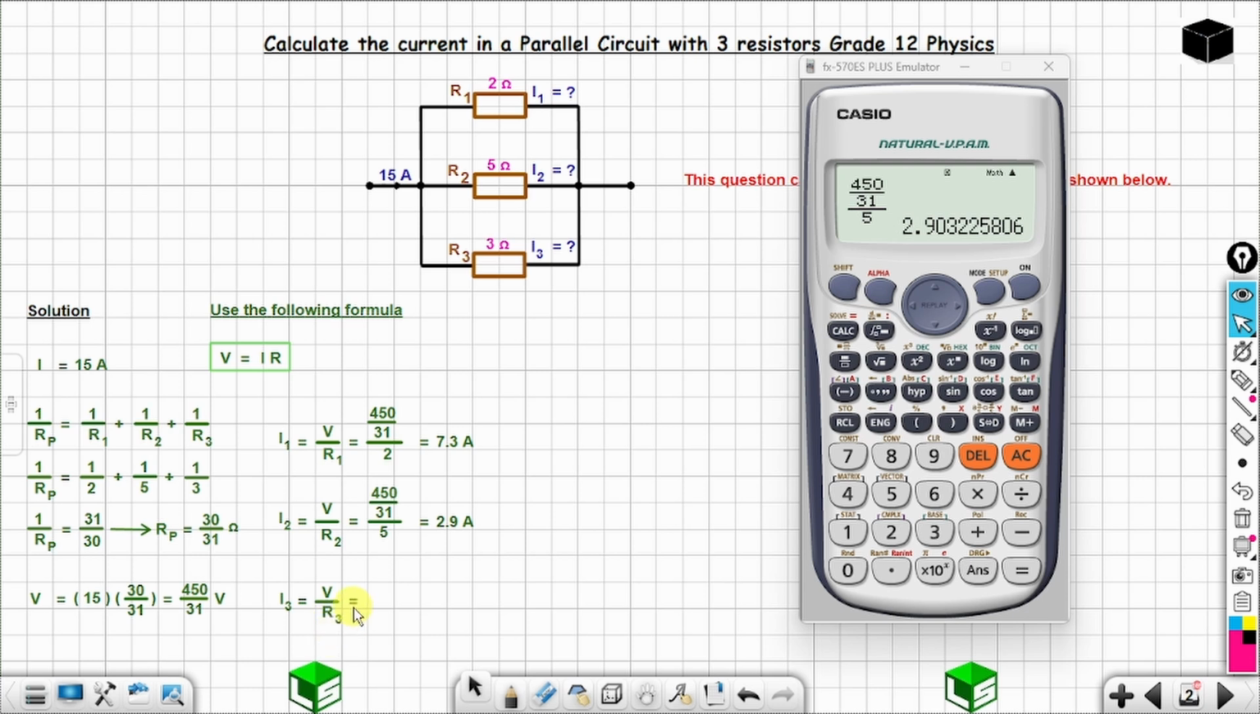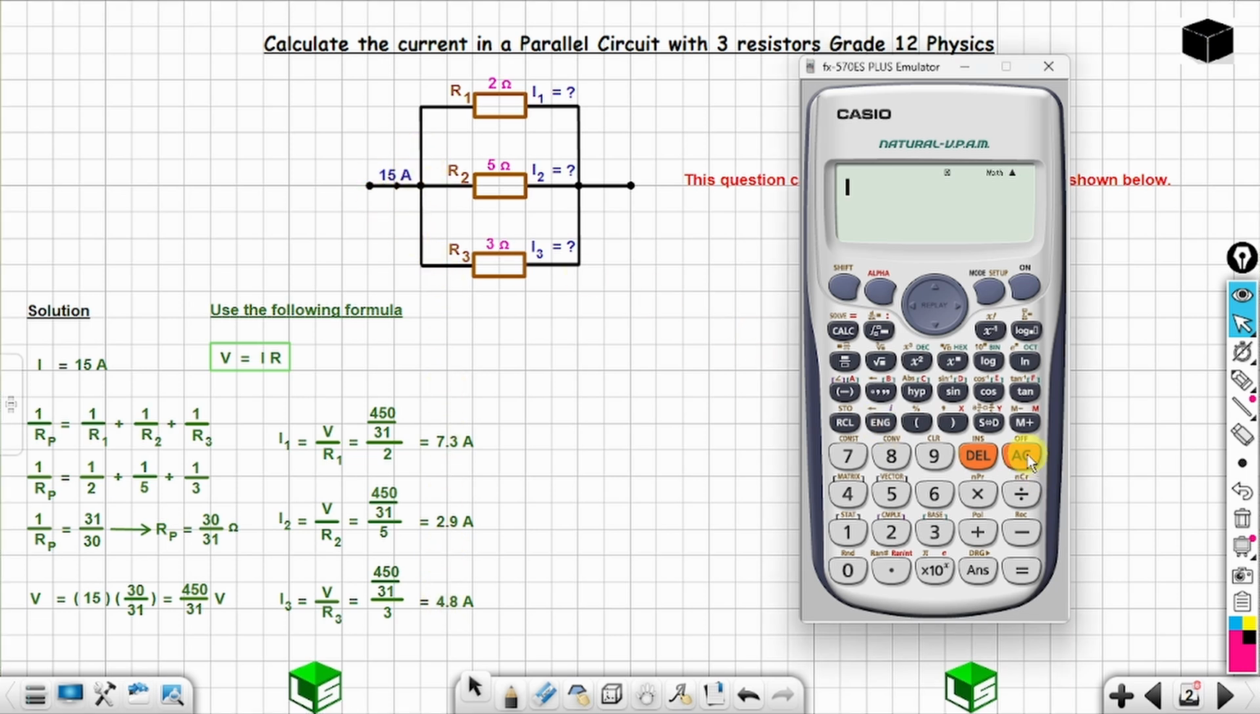I3 is equal to V over R3, where R3 is equal to 3. This is equal to 4.8 amperes. So you have I1, I2, I3. You can add them and you are going to have 15 amperes.